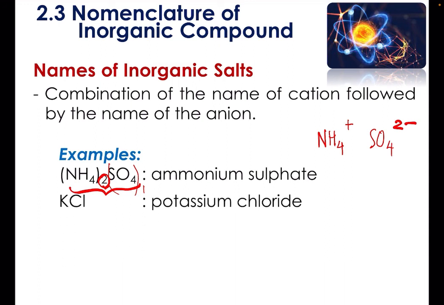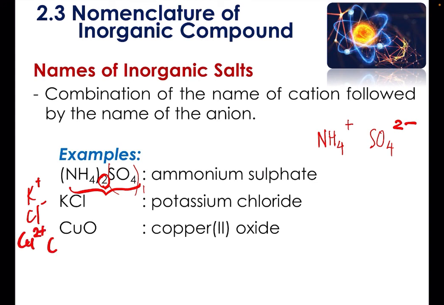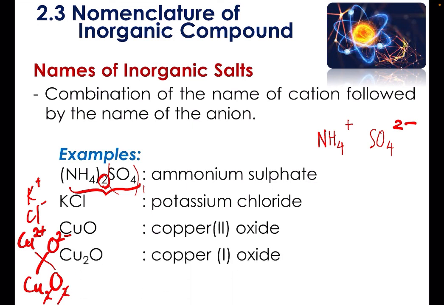Same as KCl. So dalam case ini tak ada number, tapi sebenarnya dia ada 1. So kita ada K plus dan Cl minus. Dan nama dia adalah potassium chloride. And another example, copper 2 oxide. So we can know that it consists from Cu2 plus and O2 minus. Bila saya darab silang pun saya akan dapat Cu2O2. Tapi sebab saya nak make it in simplest form, that's why dia akan jadi CuO. Okay, and next example, saya ada Cu2O, copper 1 oxide, and also zinc chloride. So I hope you can understand.